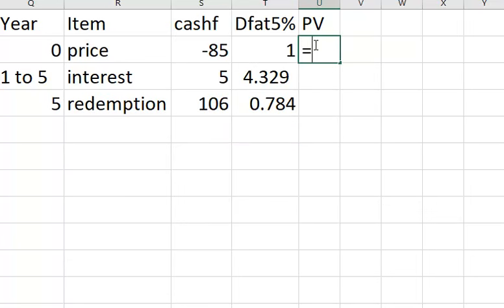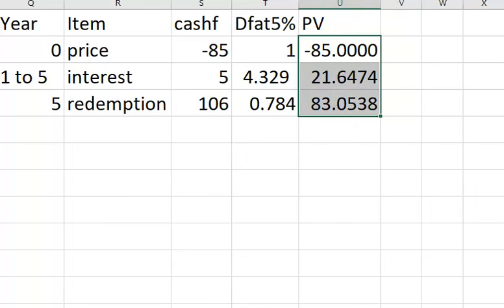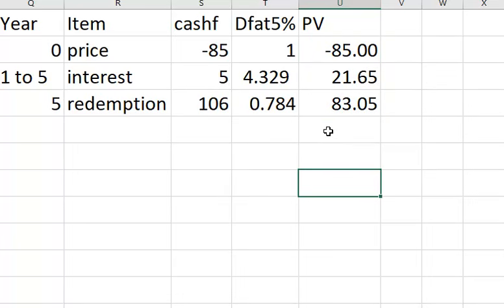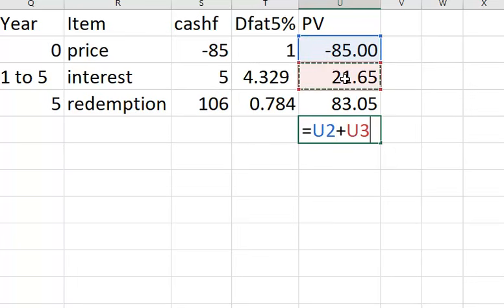So let's get the present values. You'll be multiplying that 85 times 1. Then you can just copy this. So 5 times 4.29, that's 22. 0.6 times 1, that's 83. Of course, we should avoid one decimal place; it should always be 2 decimal places. Yeah, something like that. And let's get the total, or you can just do auto sum.